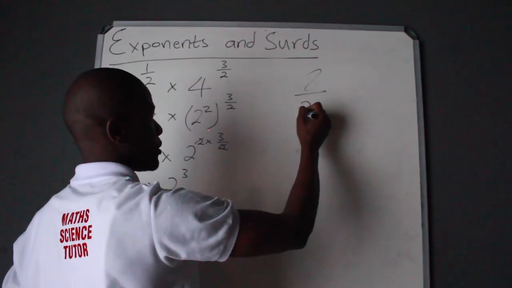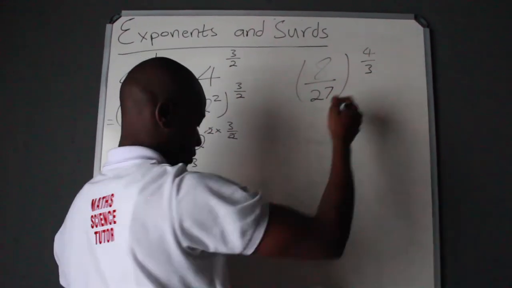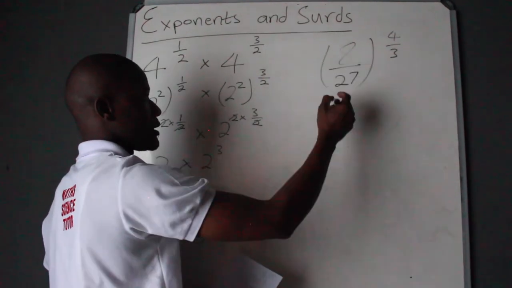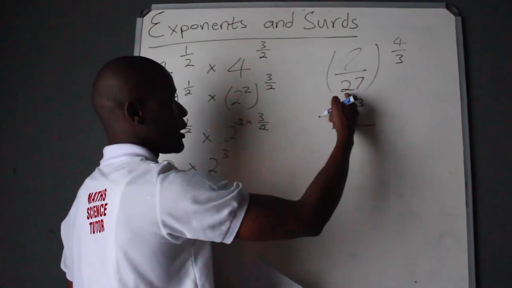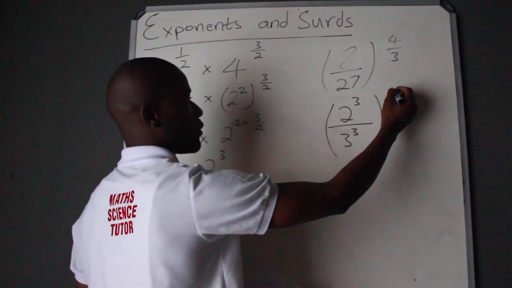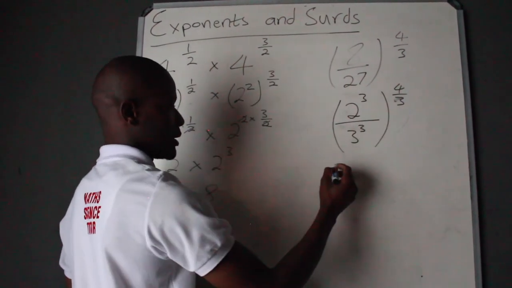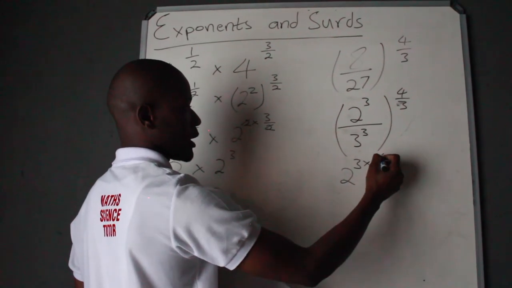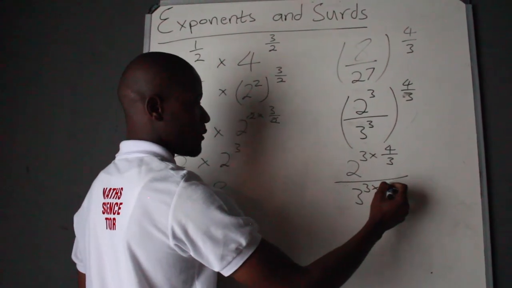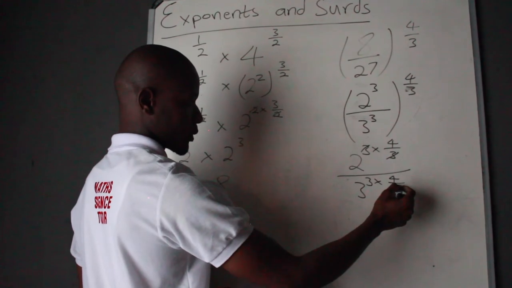8 over 27 all raised to the power 4 over 3. Remember, 8 is the same as 2 to the power 3, over 27 is 3 to the power 3, all raised to the power 4 over 3. So now we multiply the exponents. It is 2 to the power 3 multiplied by 4 over 3, divided by 3 to the power 3 multiplied by 4 over 3. So 3 cancels with 3 and 3 cancels with 3.